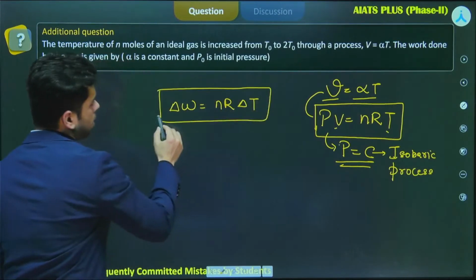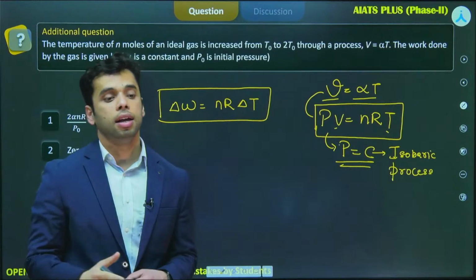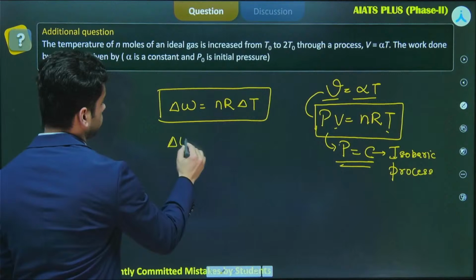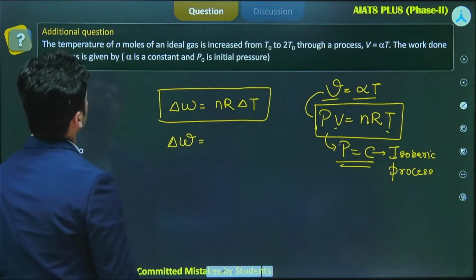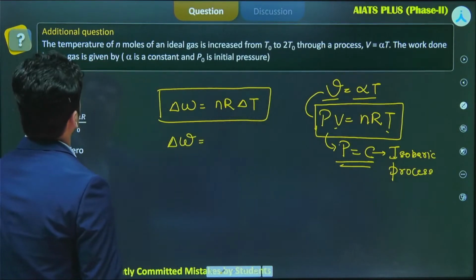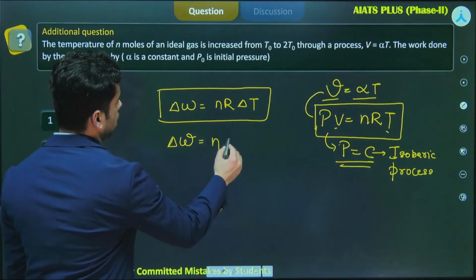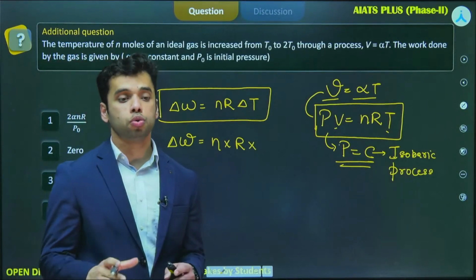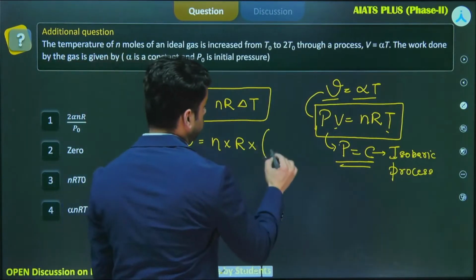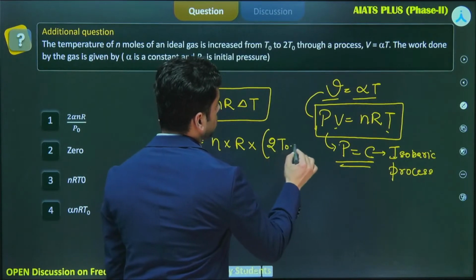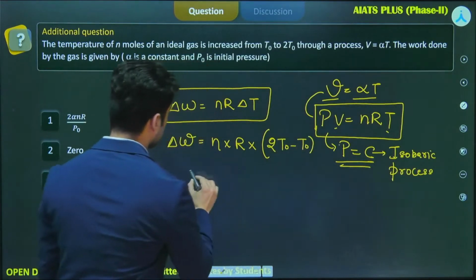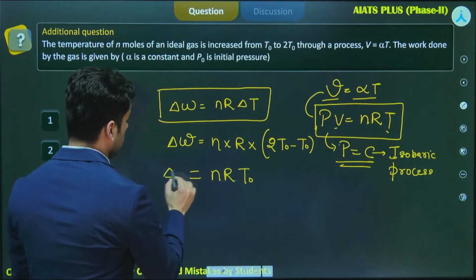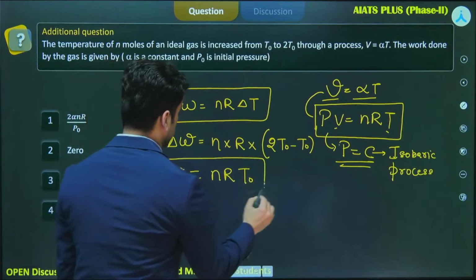You just need to use this formula: delta W is equal to nR delta T. Someone has commented the answer. So delta W equals nR delta T. What is the value of nR delta T? n is the number of moles, R is R. What is delta T? The final temperature is 2T naught and the initial temperature is T naught. So 2T naught minus T naught becomes T naught. So delta W is coming out to be equal to nR T naught.